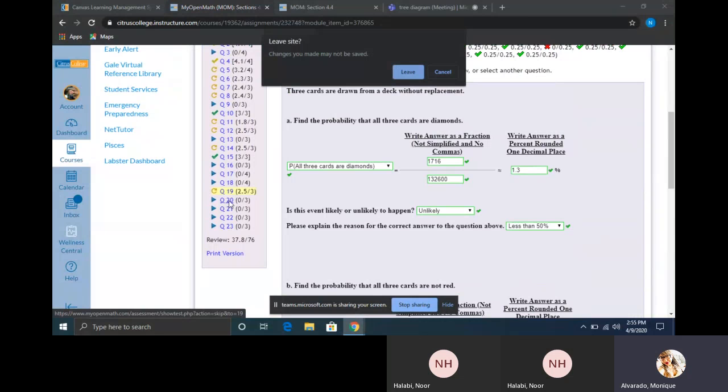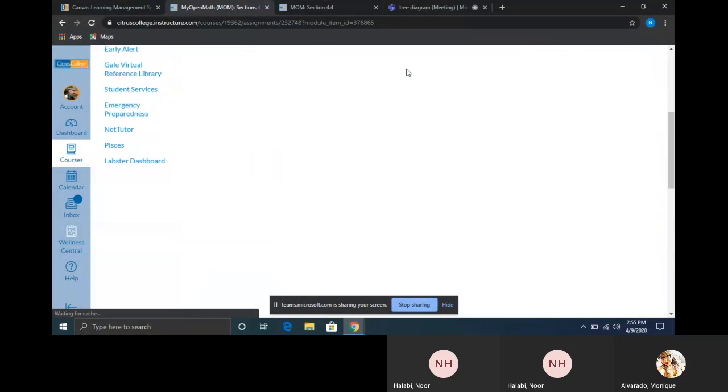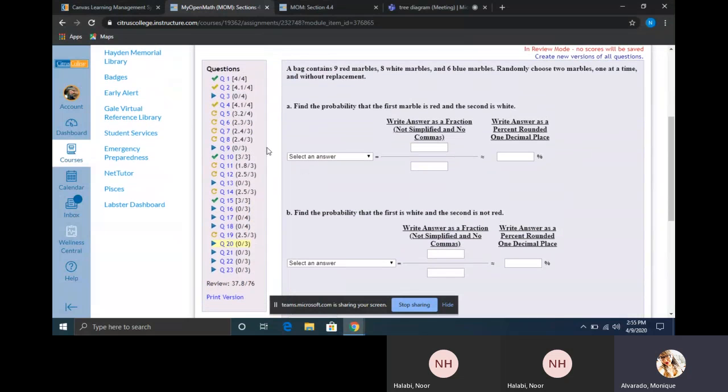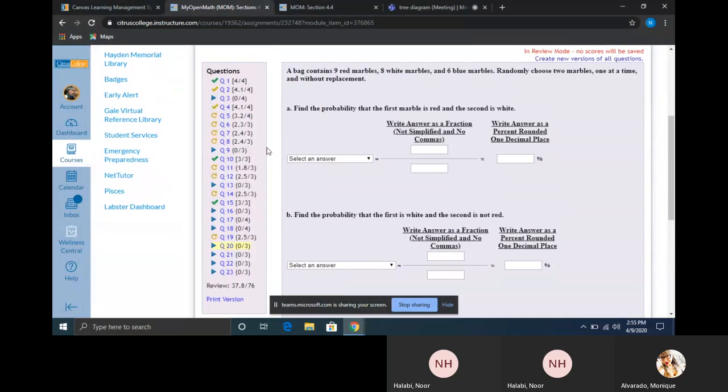Okay, so then for here. Let's see, what are these? Find the probability that the first marble is red and the second marble is white. Oh yes, this one I definitely need help with. Okay, sounds good. We can do that. It says a bag contains 9 red marbles, 8 white marbles, 6 blue, and you randomly choose 2 marbles, one at a time without replacement. So we're just choosing any 2, again without replacement, right? That means our denominator and our numerator are going to change. So it says the probability that the first one is red and the second one is white.